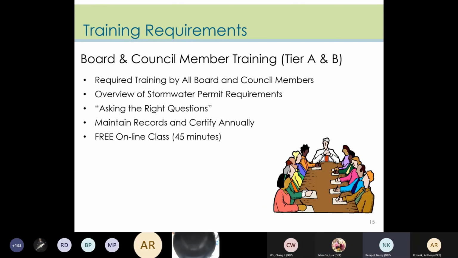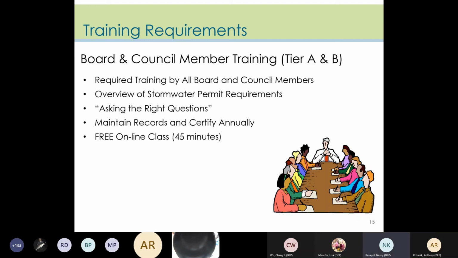So for the Tier A and Tier B permits, there are training requirements for board and council members. This training is on a higher level and intended to familiarize those members with the permit and the requirements therein. There is a free online training that is also broken into 3 15-minute modules. The training is called Asking the Right Questions initially, and then there are requirements in the permit for those board and council members to take any of the other trainings that we have offered online.